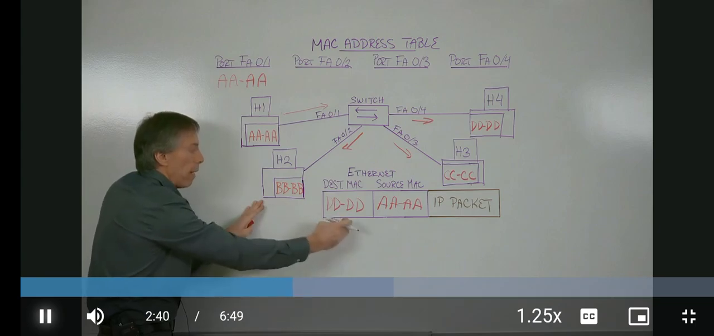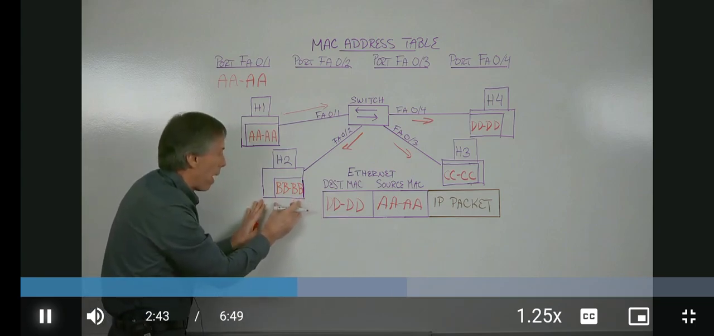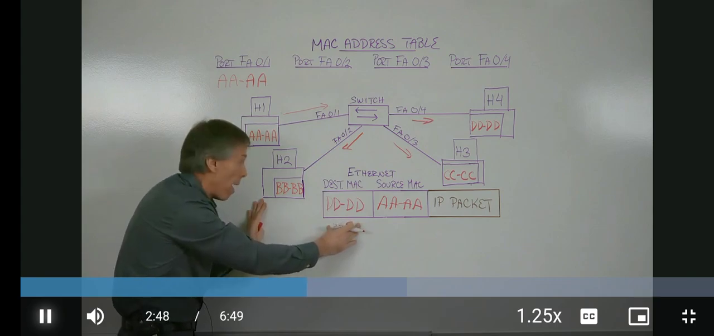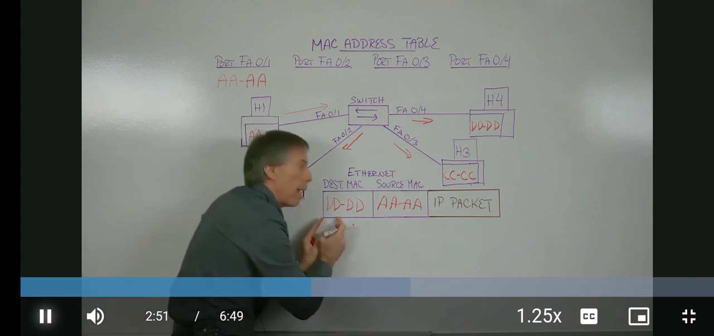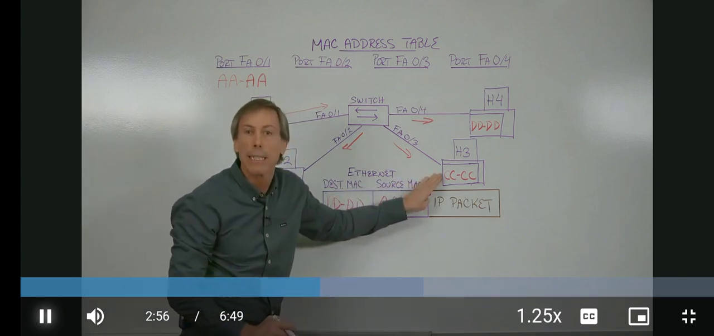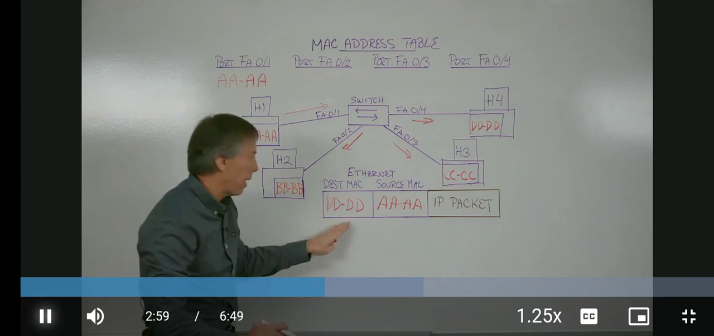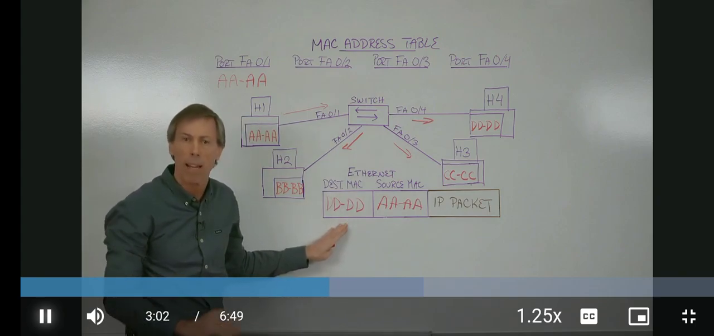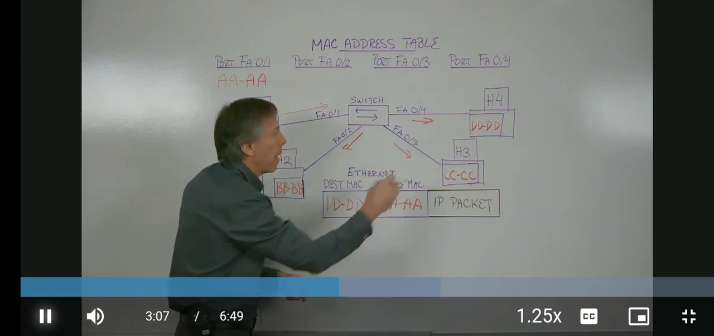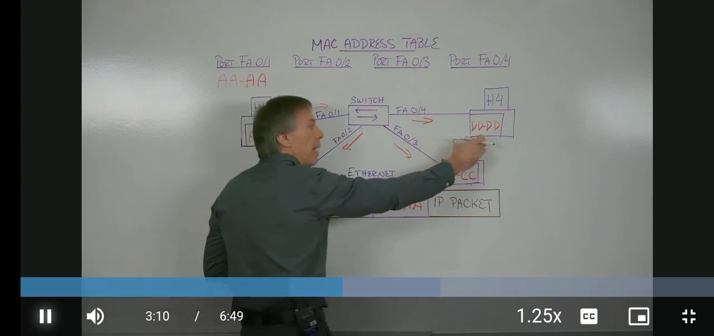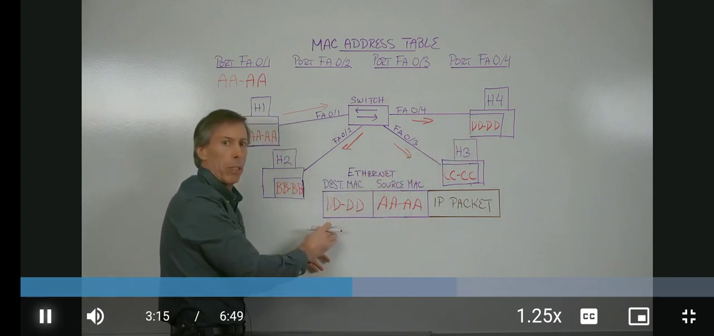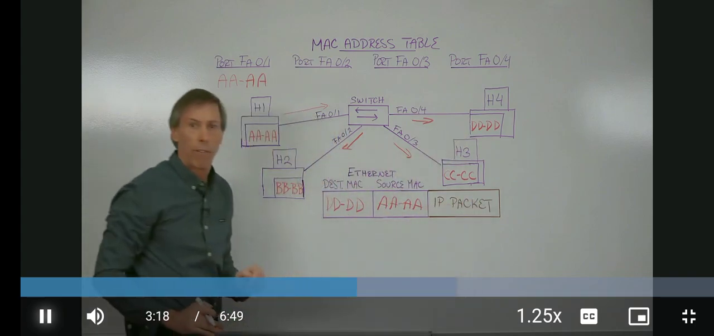When H2 receives it, its Ethernet NIC card compares its MAC address to the destination MAC address of the Ethernet frame and goes, we're not a match. So it ignores the rest of the frame. See, H3 does the same thing. My MAC address doesn't match the destination MAC, ignore the frame. H4, when it receives this Ethernet frame, its Ethernet NIC card goes, yeah, that is my MAC address. We are a match. So it goes ahead and receives the entire frame.